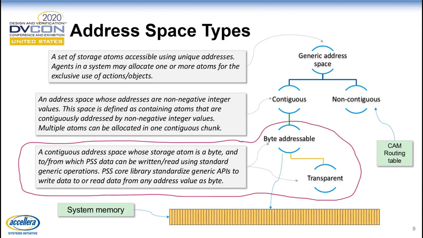This is the thing that we're going to talk most about in this presentation, which is a byte addressable space, which is a subtype of contiguous address space where the atoms of that space are bytes. And the transparent address space. The transparent address space is a specialization of byte addressable space where the space itself is fully defined in terms of the sizes of the regions and the starting addresses of the regions. In this case, the PSS tool has pretty much all the information to allocate memory for you without any external help. So again, a system memory is a good example of that.